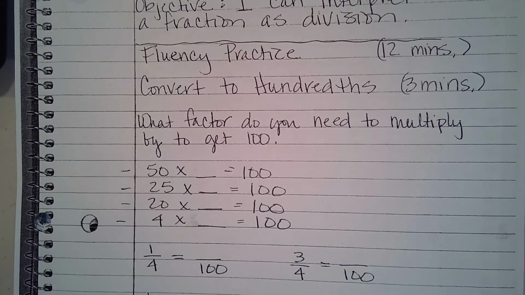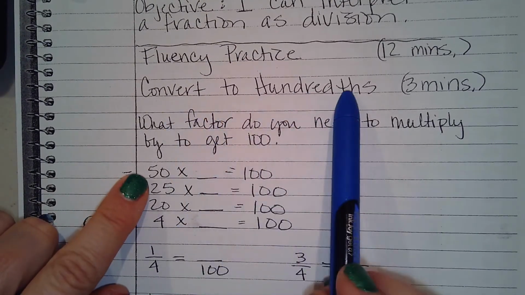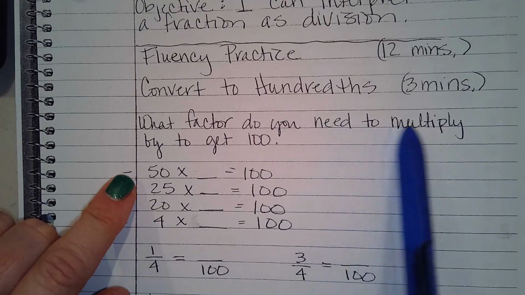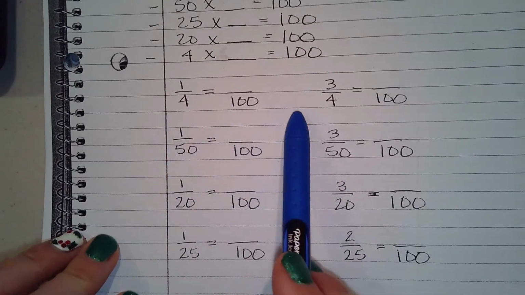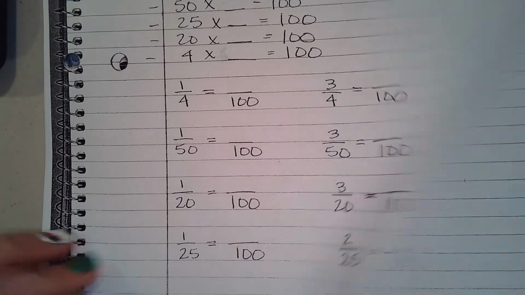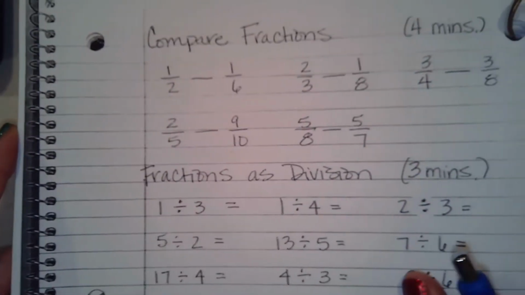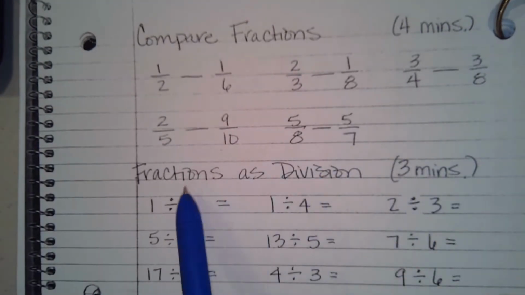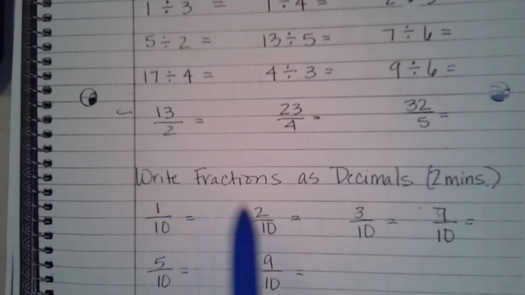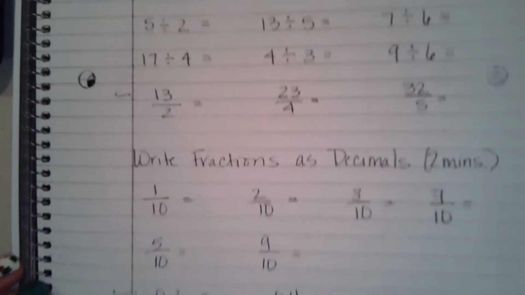We're going to start out with some fluency practice. Our fluency practice, convert to hundredths. What factor do you need to multiply by to get 100? How do you complete this fraction? Then we're going to compare fractions using greater than, less than, or equal to. Fraction as division. Show me what that answer is. Write the fraction as a decimal.